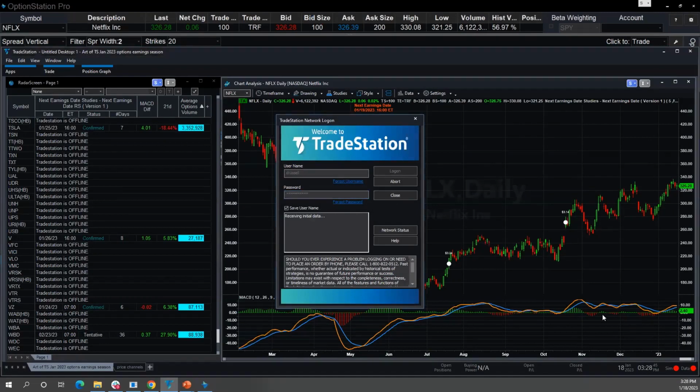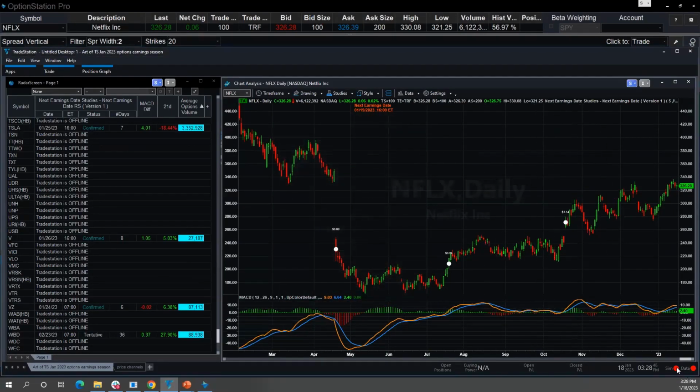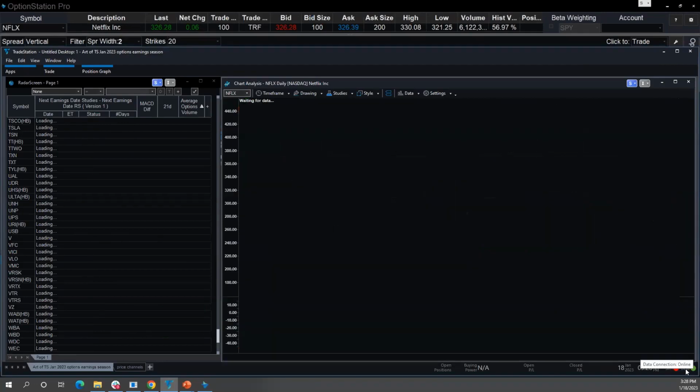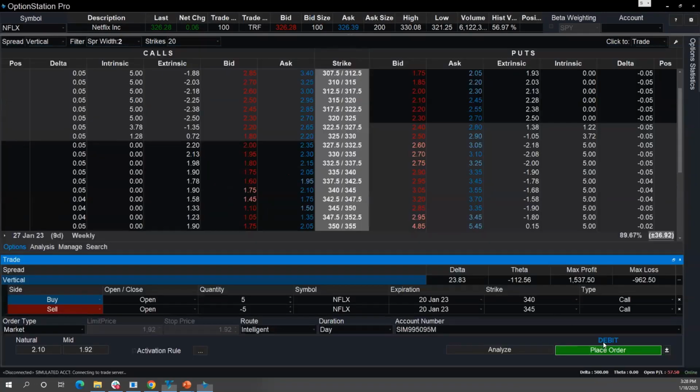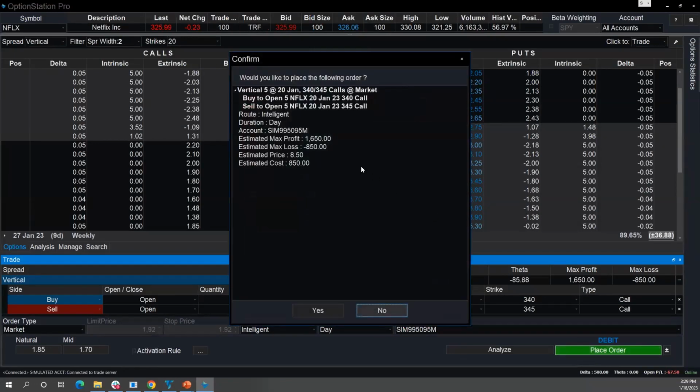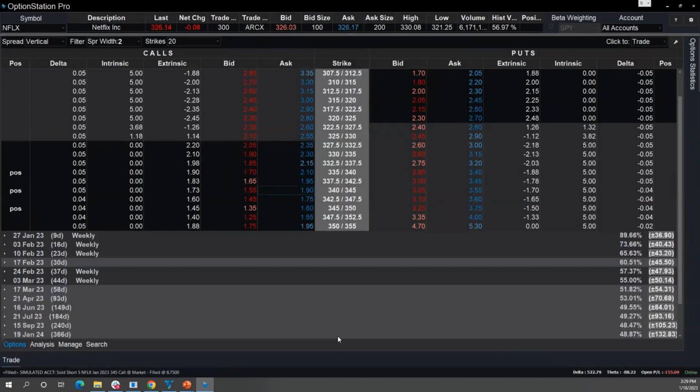This is a simulated account, just so you realize. Here we go. All right, go back over here. This sometimes happens when you run a lot of queries. I was overtaxing it a little running the scanner, I think. So I can just go place order, and it shows essentially the potential risk reward on something like this. It has the potential to make about twice the actual cost. You can hit yes, and it would have gone through and shown as a filled order.